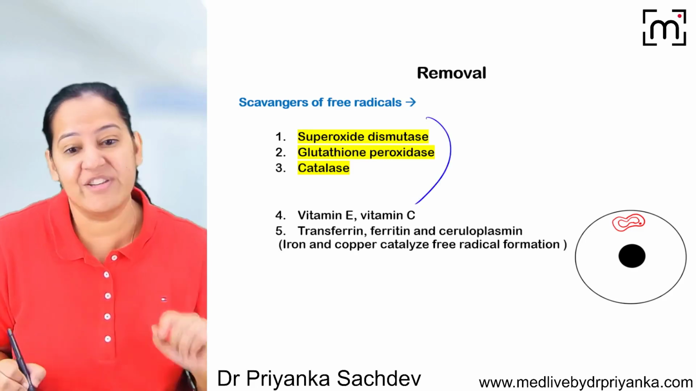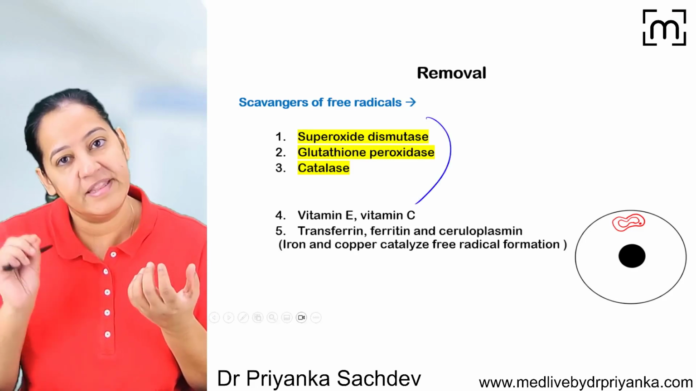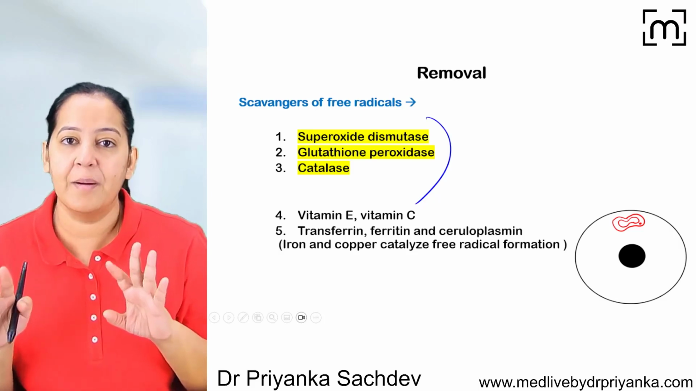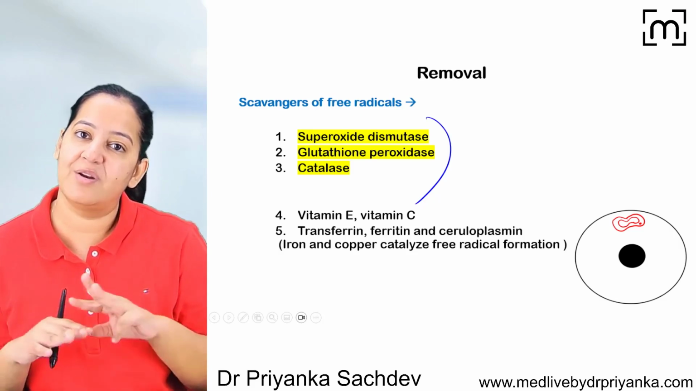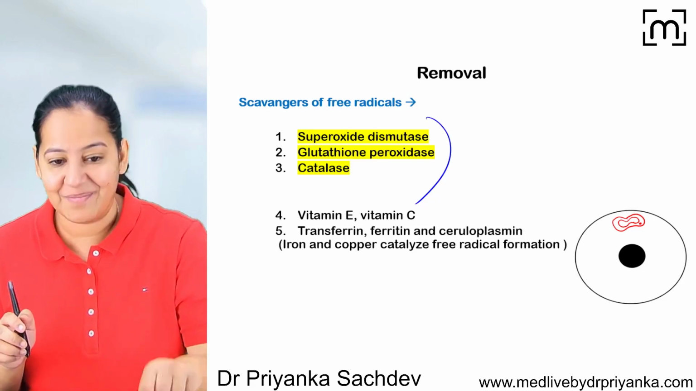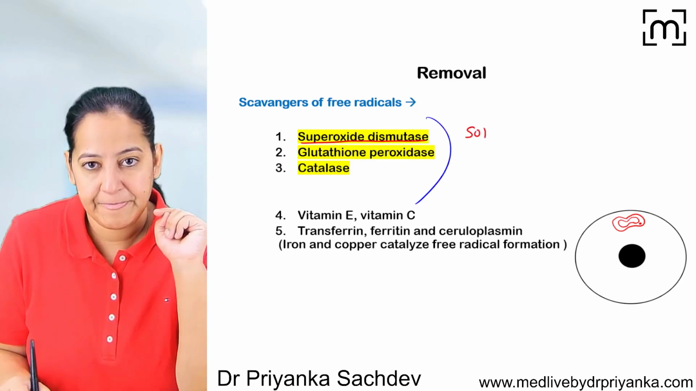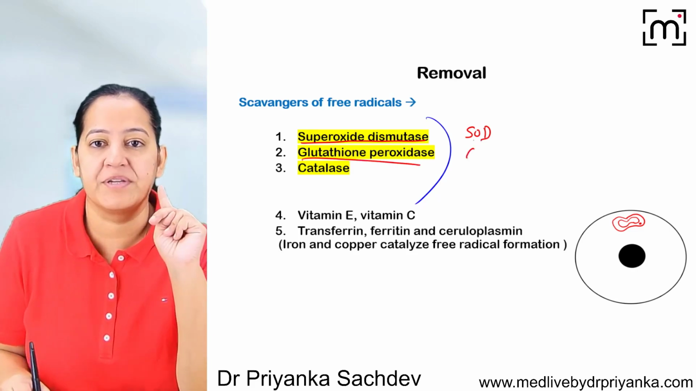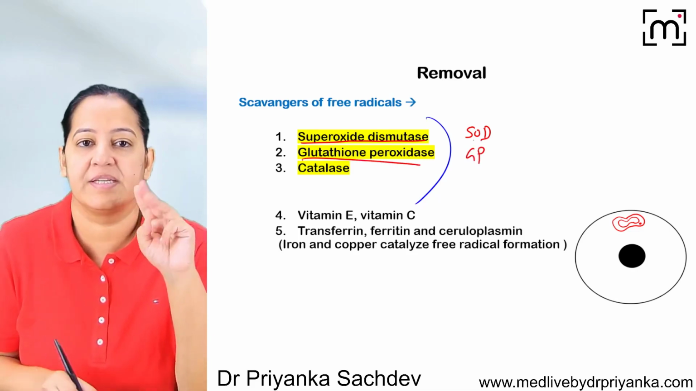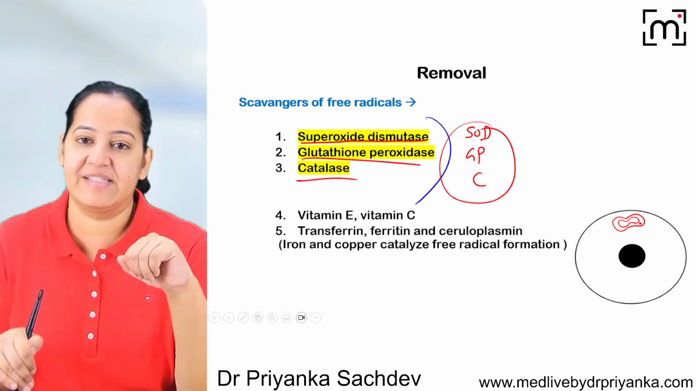God has given three scavengers, which destroy the free radicals whenever they are generated. God has provided the three scavengers, the three enzymes, in all the cells. What are the names of these three enzymes? Superoxide dismutase, SOD. The second is glutathione peroxidase, GP, and third is catalase. So these are the three enzymes present in every cell of the human body.